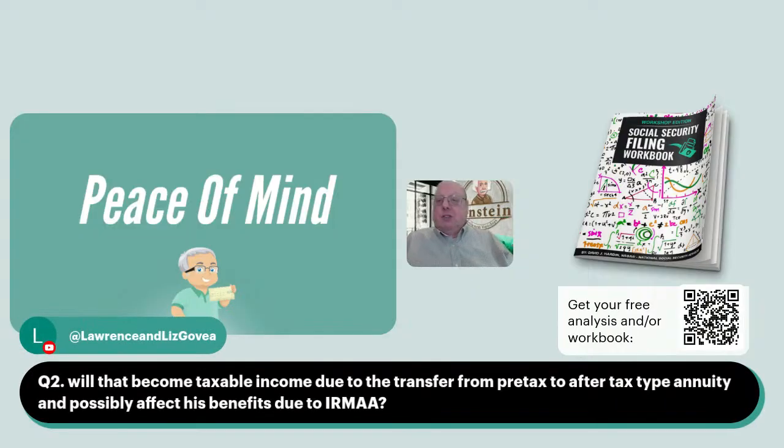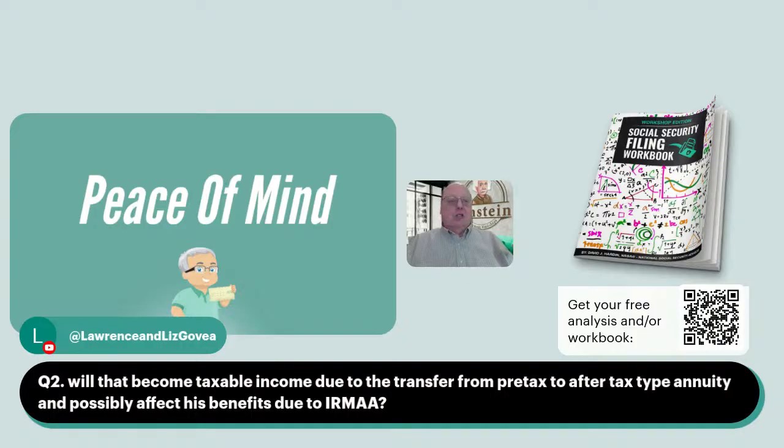Here we go. This is Lawrence. Question 2. Will that become taxable income due to the transfer from pre-tax to after-tax type annuity and possibly affect his benefits? I need the first part of that question due to IRMAA. IRMAA, by the way, is the extra income you pay if you make too much, or the extra tax you pay. It's not really a tax. It's a penalty that you pay on your Medicare premium if your income is too high.